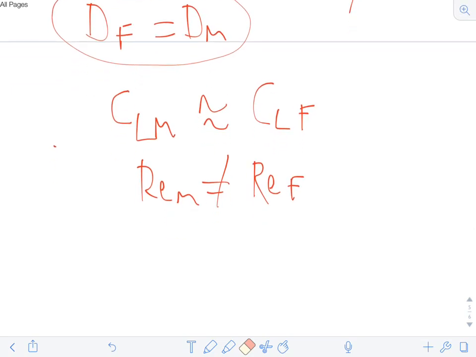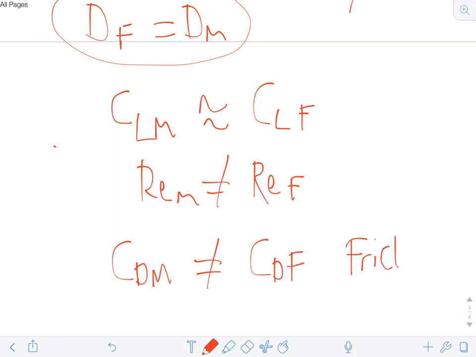But the model drag coefficient due to friction will not be equal to CDF, the full scale frictional drag coefficient, because that's highly dependent on Reynolds number. This is skin friction, I should write.